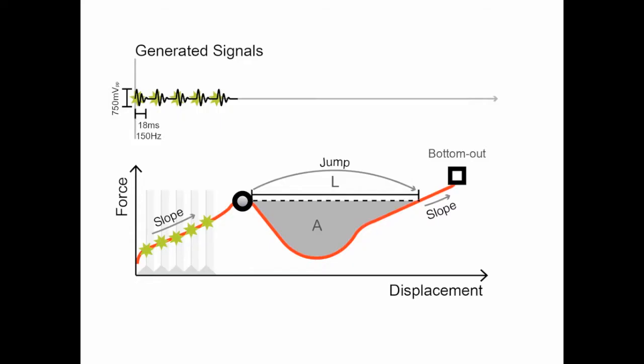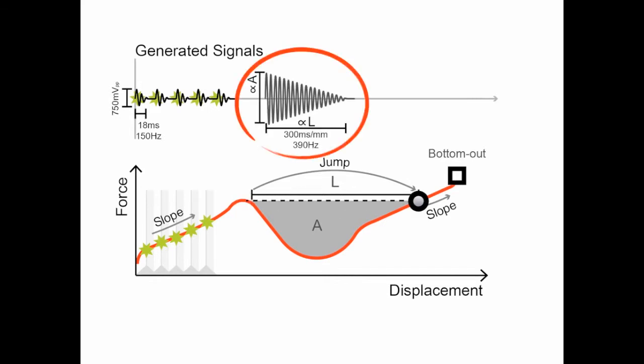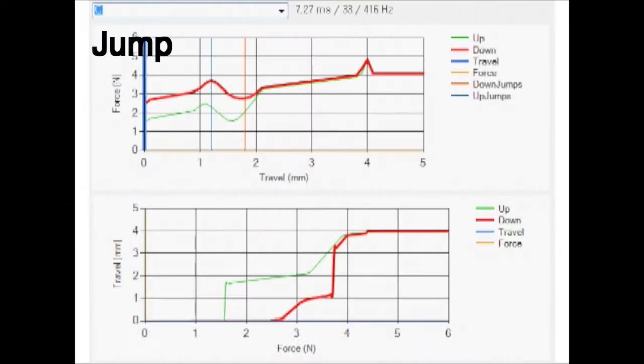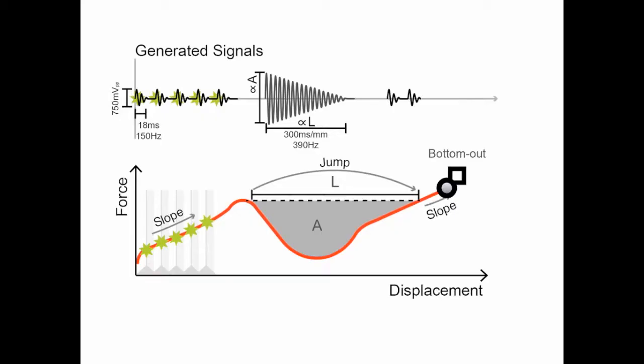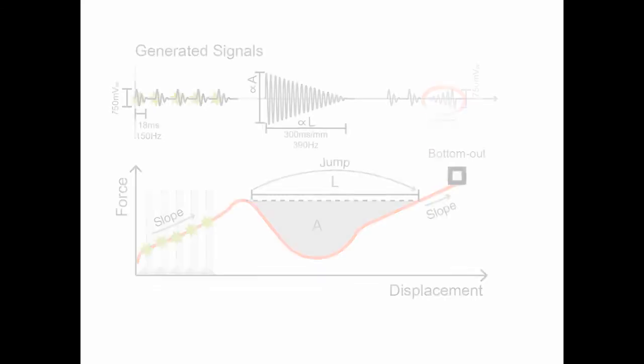For the jump section, it produces a burst of vigorous signal. It will provide a strong and distinctive vibrotactile feedback. When it reaches its maximal travel, it generates the bottom-out signal. This signal has been designed to provide a sudden stop sensation.